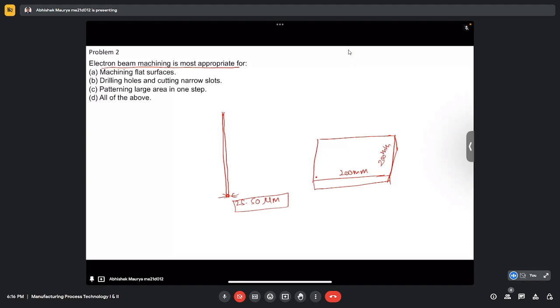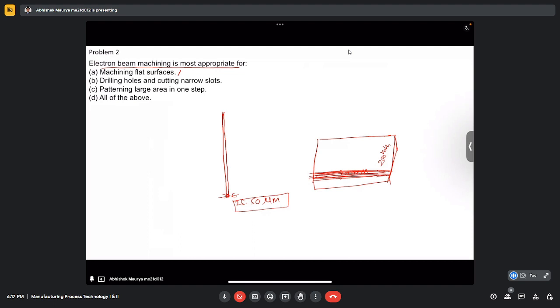And suppose you want to create that kind of surface with electron beam machining, first of all, it will take a lot of time, even if you want to do that, as well as it is very costly because it consumes lots of energy. So this process is not used for creating flat surfaces at all. And now coming to drilling holes and cutting narrow slots.